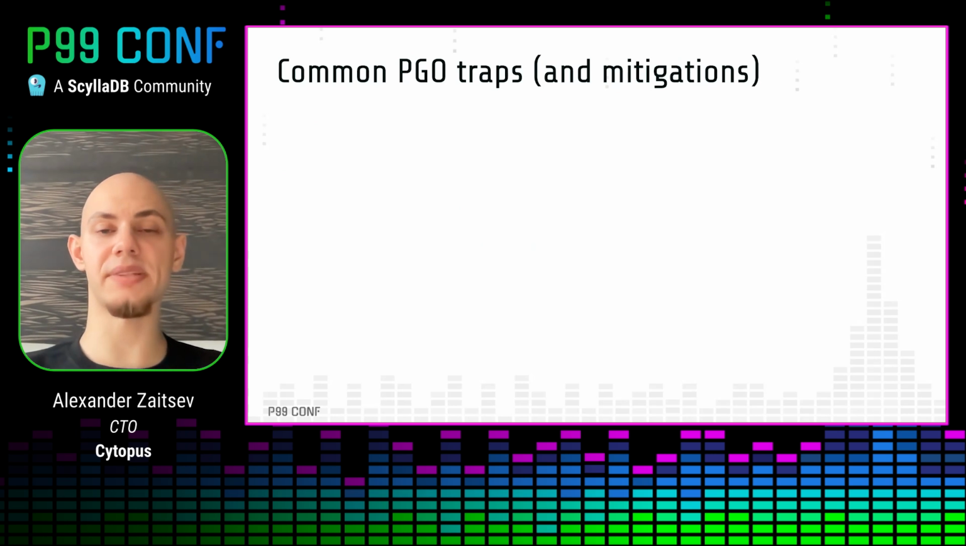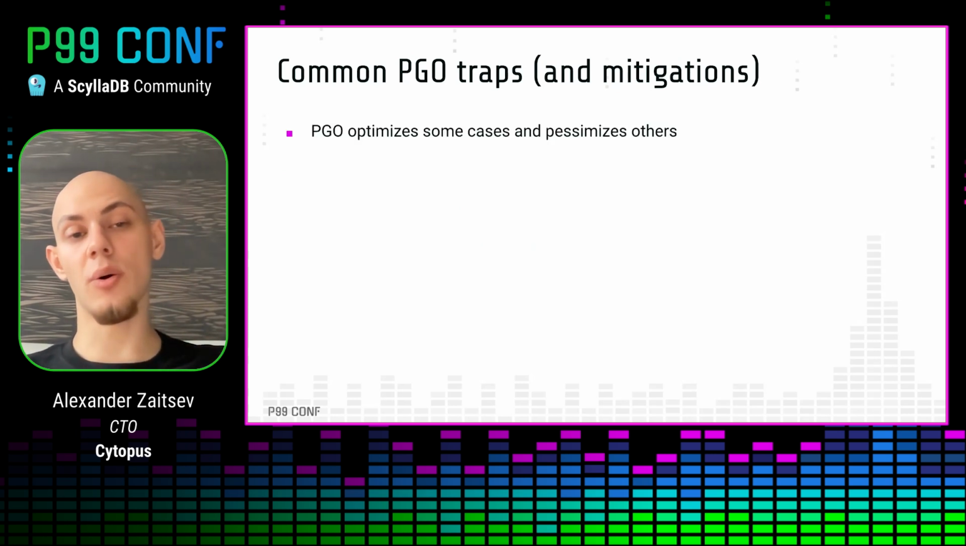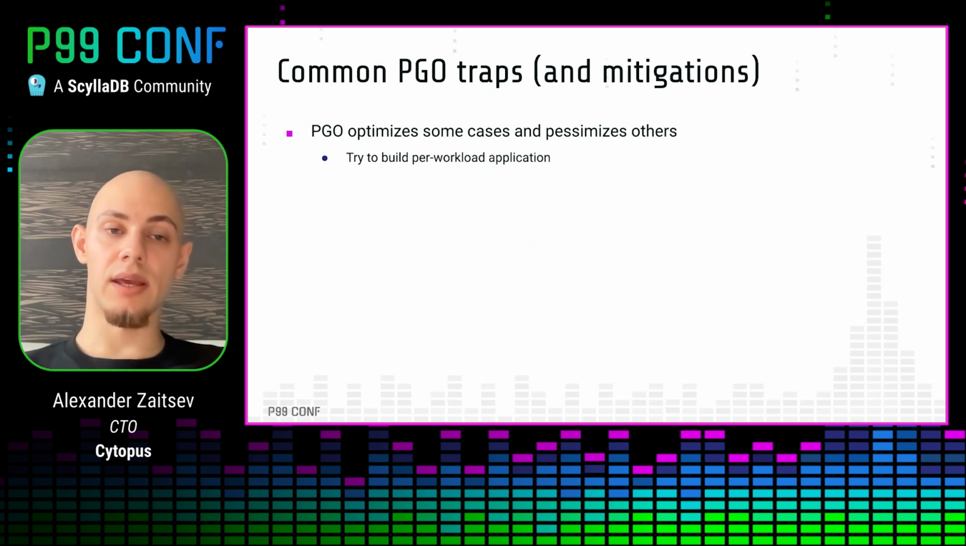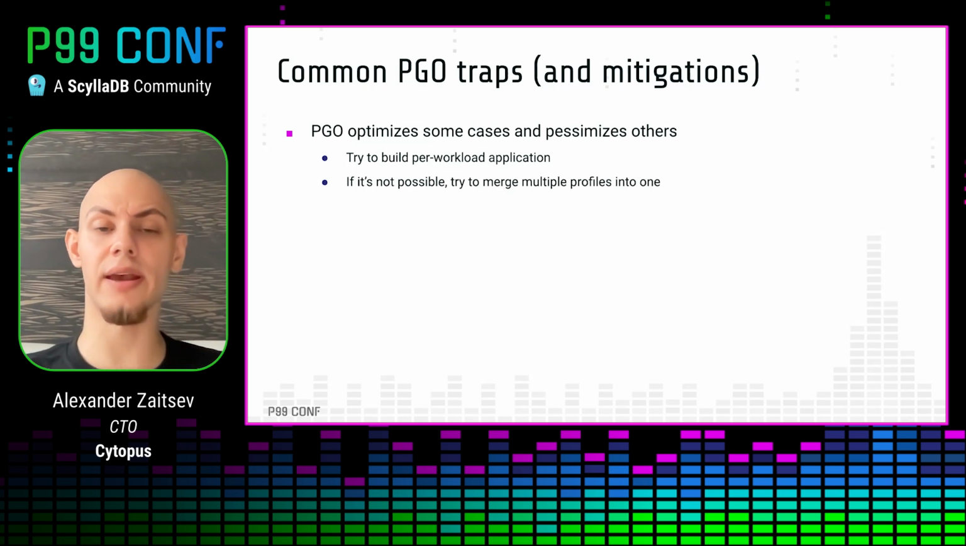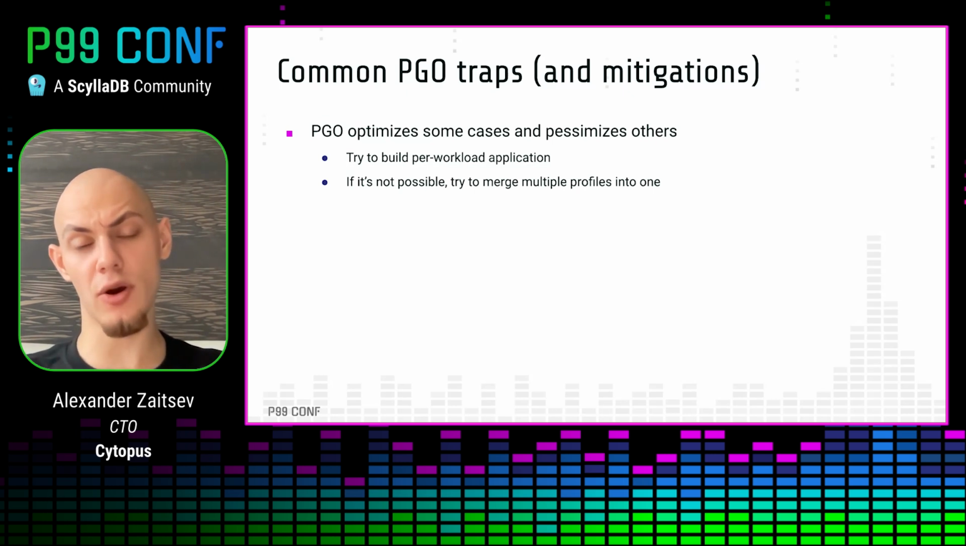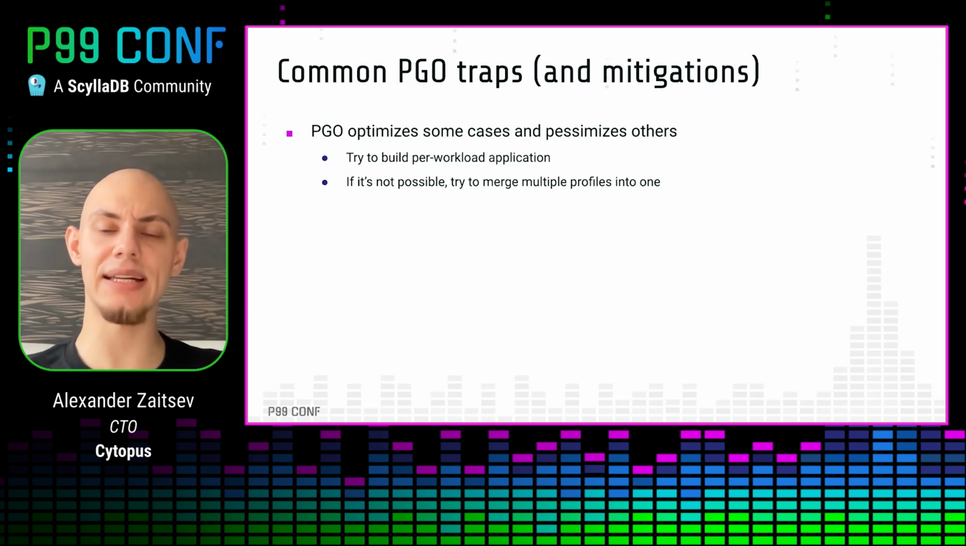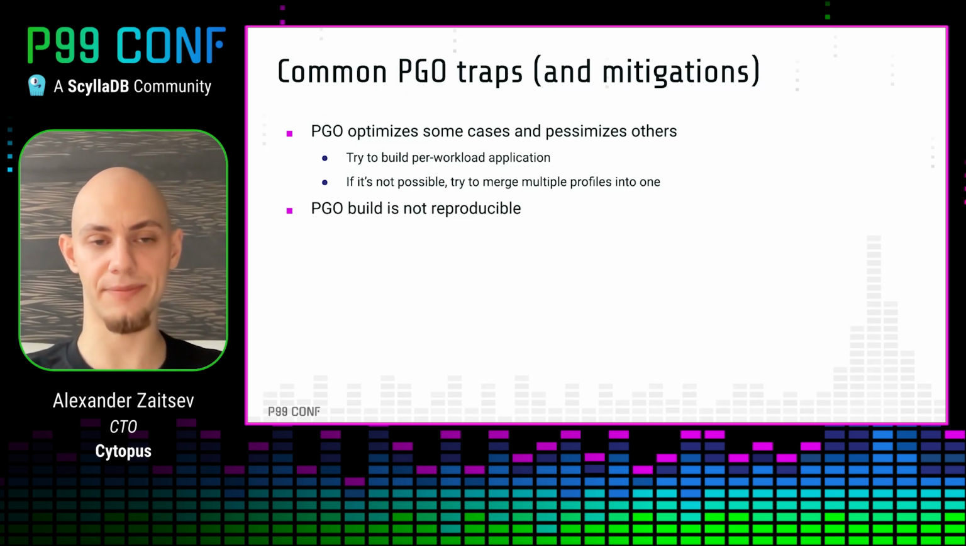Let's talk about common PGO traps and mitigations for them. At first, PGO optimizes some cases and pessimizes others. The first mitigation is to try to build a per-workload application. For example, if you have two conflicting workloads, you can try to gather two different PGO profiles and then build two different versions of your application. If it's not possible for you for multiple reasons, you can try to gather multiple profiles and merge them into one, and then use this one generic PGO profile during the PGO optimization phase. In this case, probably you will not achieve the peak performance for each case, but anyway, you will still get a performance boost for your application in general.